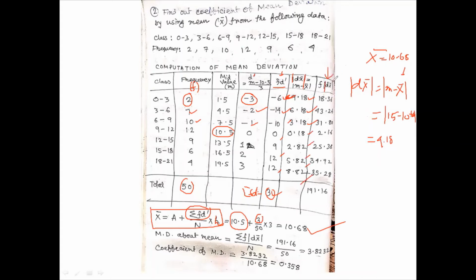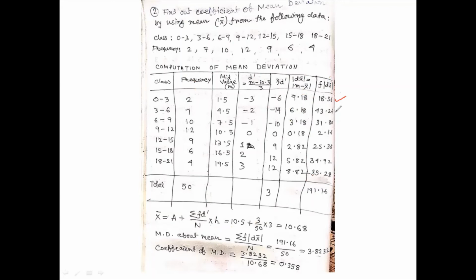Then we need f into d of x bar. We are just multiplying this value with f. So 9.18 into 2 is 18.36. 7 into 6.18 is 43.26. So we multiply these two values to get the values of this column. So 18.36, 43.26, 31.26. How did we get 2.16? Let us look at it once again. If d of x bar is 0.18, and we multiply it with this 12, we get 2.16. So 12 into 0.18 is 2.16. This is how we got these values, and if we add, we'll get summation f d x bar.